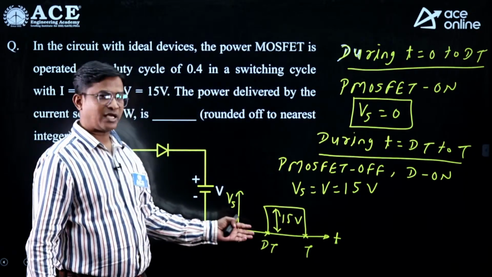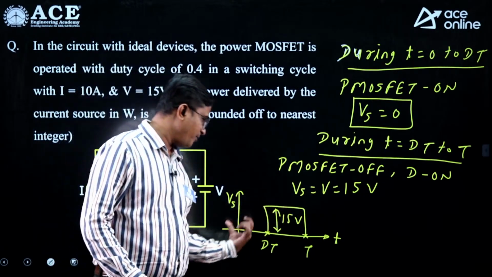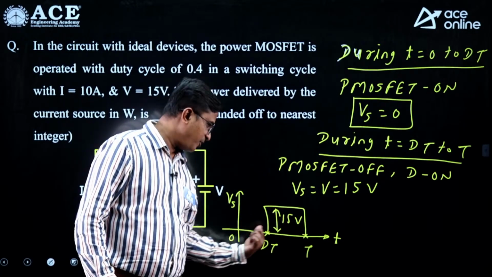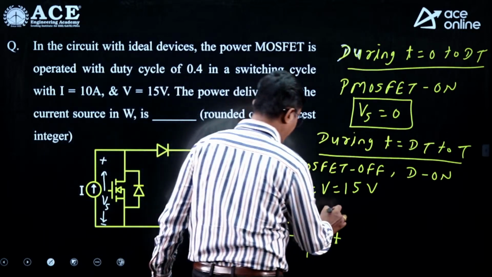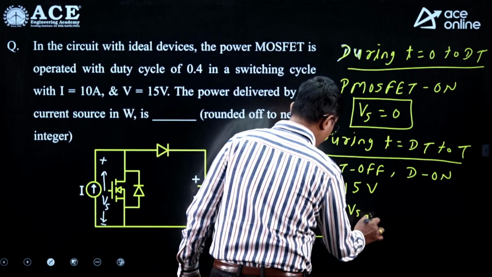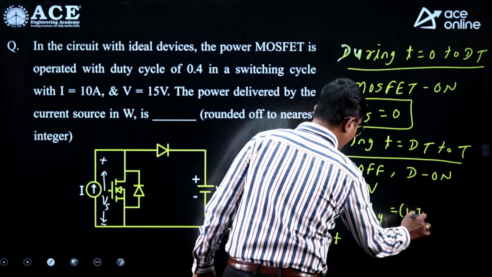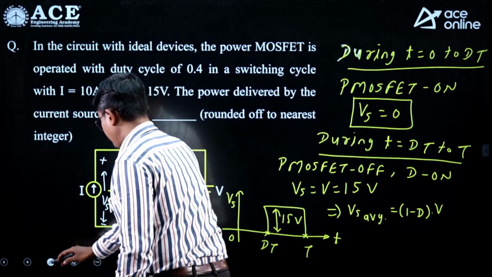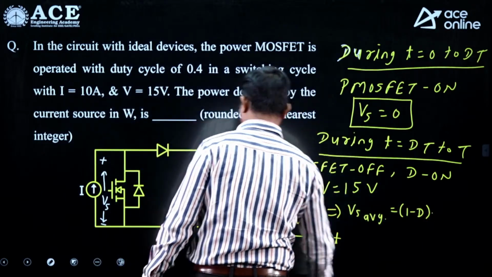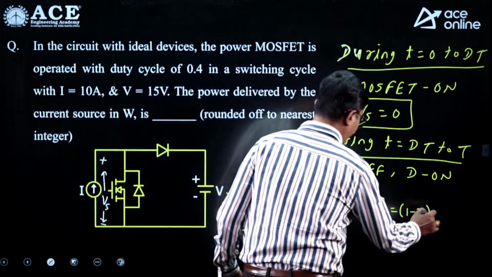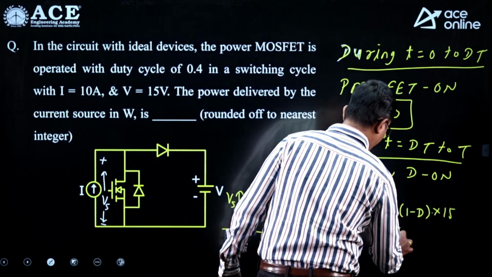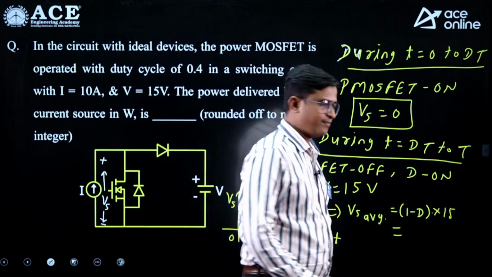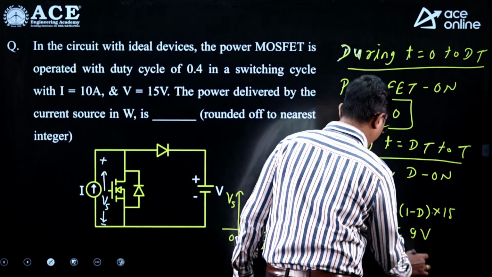Now for this, can we find Vs average? Yes, area upon periodicity, right? So you can find here 15 into t minus dt upon periodicity t. So from this I can write Vs average equal to 1 minus d into 15 volt, right? So simply here put the value of duty cycle as 0.4. So 1 minus 0.4 into 15, that is 0.6 into 15, means it is 9 volt. Now Vs average is 9 volt.